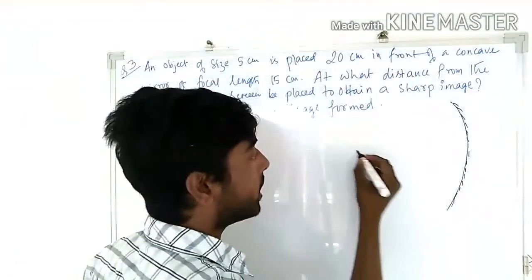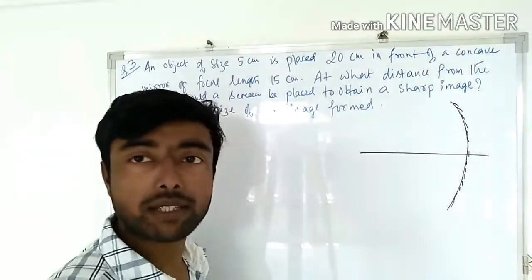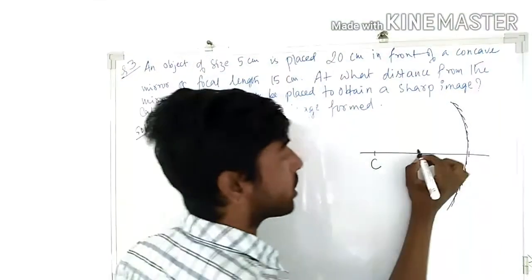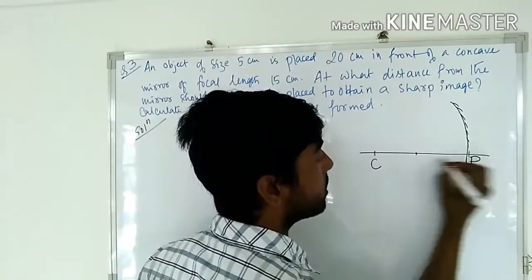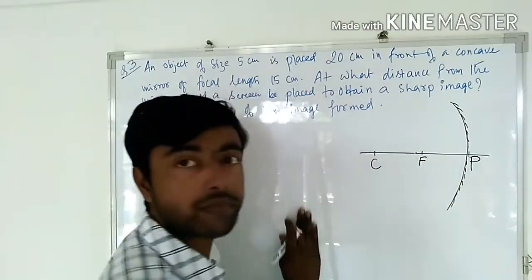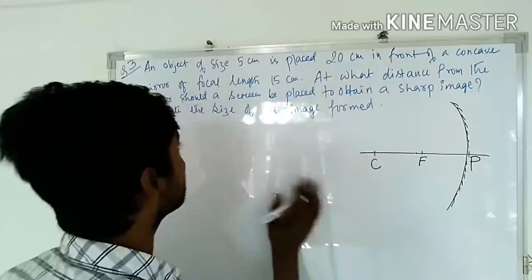Now you see, if we draw the principal axis, it will be like this. Center of curvature is somewhere here. Focus will be in between P and, this is pole P and, sorry, it will be in between P and C. Clear? Focus will be in between P and C. Now you see, what you have to find out.